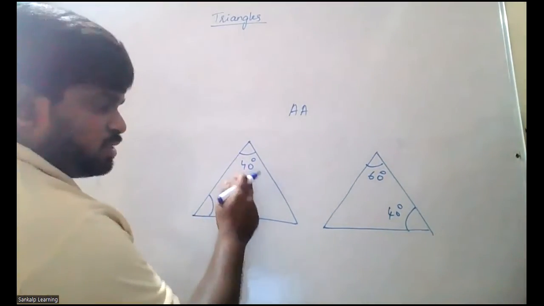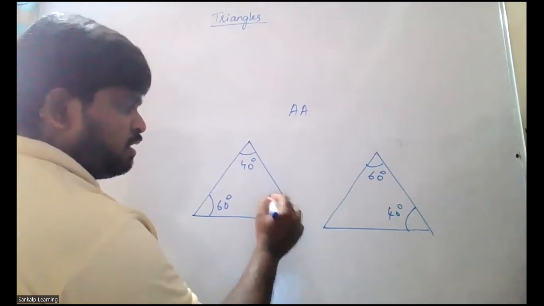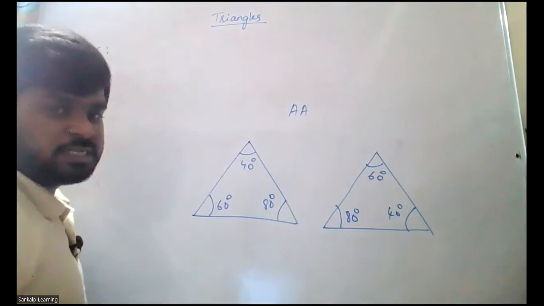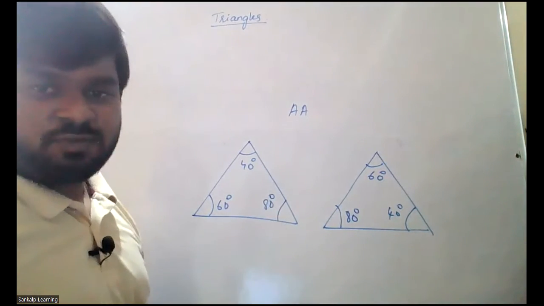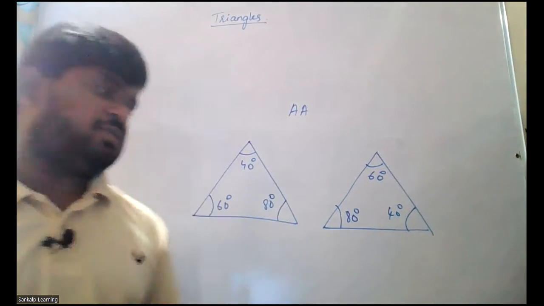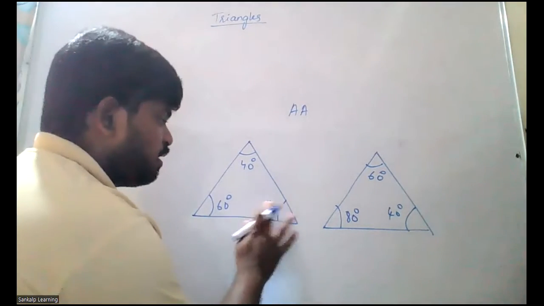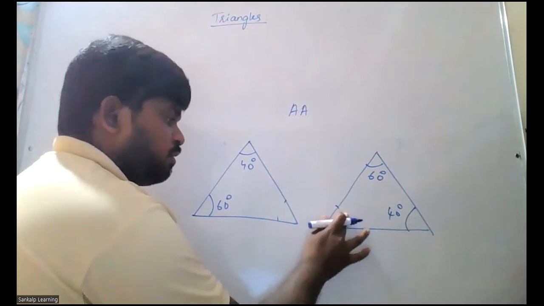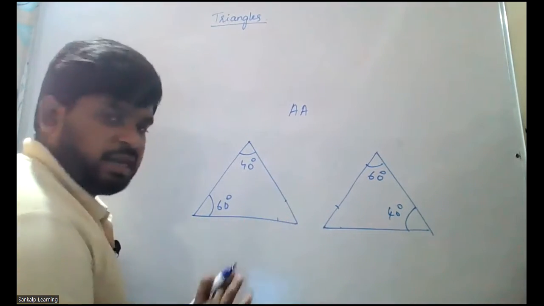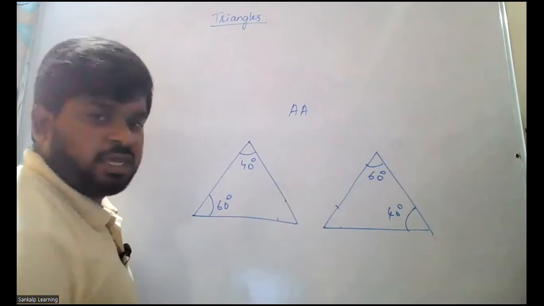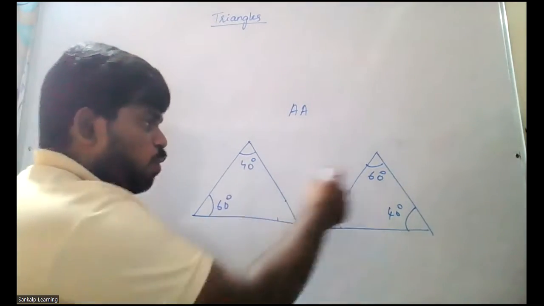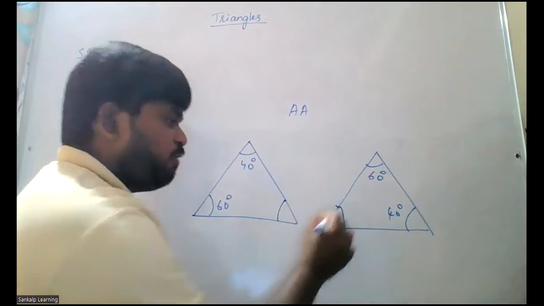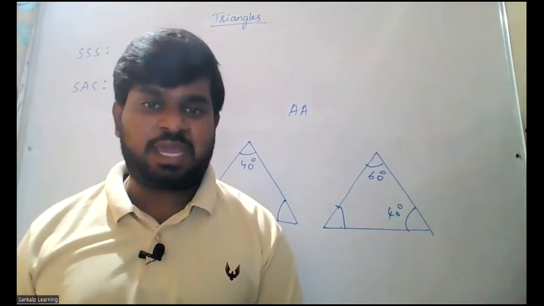So 60 plus 40 is 100. This will come out as 80. 60 plus 40 is 100, so this will also come out as 80, because of the angle sum property. If you add the three angles of a triangle, it will give you 180 degrees, isn't it? Earlier, we didn't know whether the third angle is equal or not. Since the two angles are equal, definitely the remaining angle will also be equal.